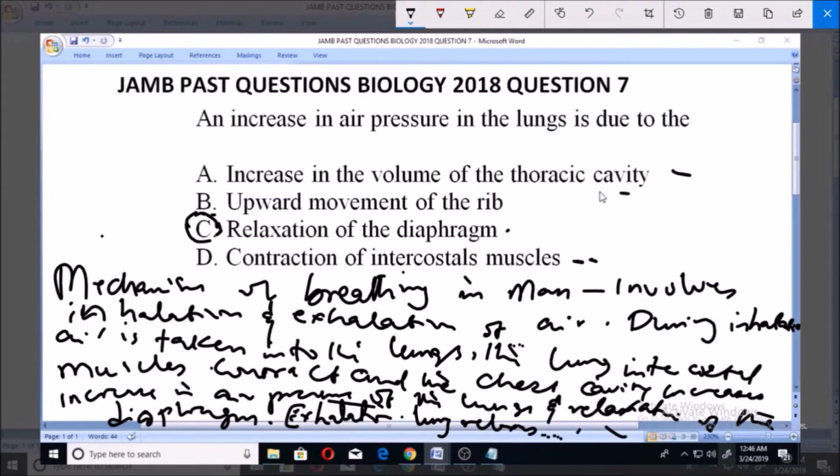So most of these things happen in inhalation, but actually what causes the increase in pressure of the lung is the relaxation of the diaphragm, and that makes option C the right answer.